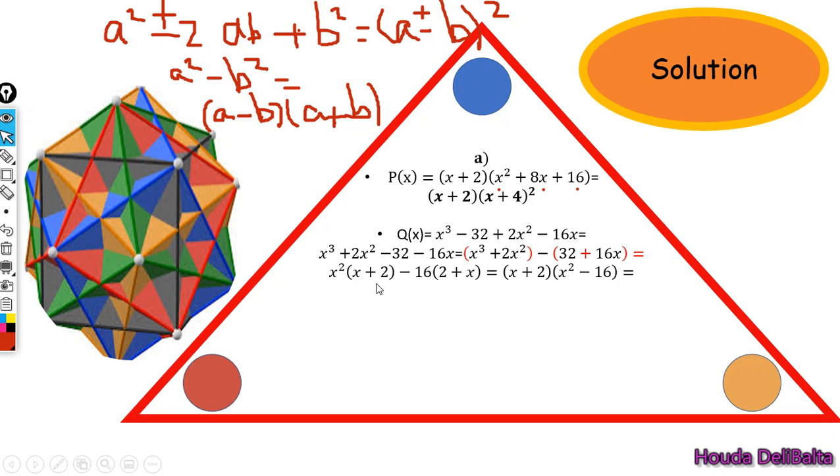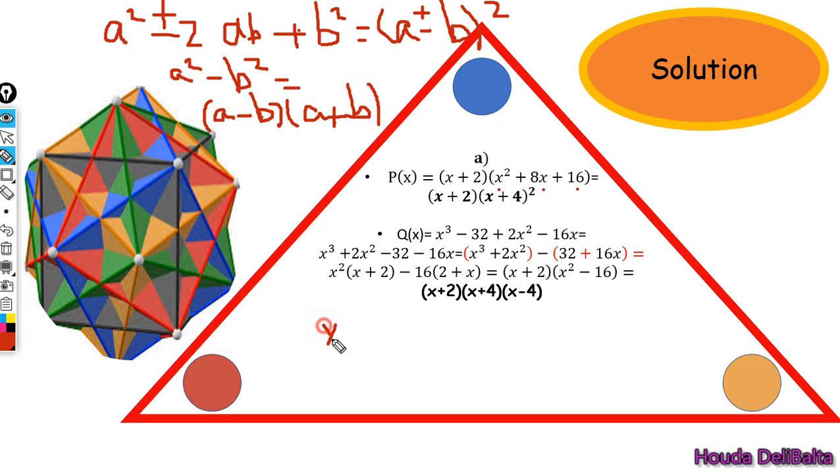Now we can simply take (x + 2) as a common factor, because x + 2 and 2 + x are the same. What remains inside is x² − 16. Now x² − 16 can also be factorized using this identity. So it will be (x − 4)(x + 4), and thus q of x is written as a product of three factors.